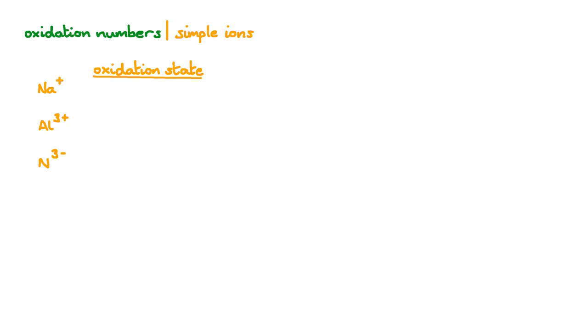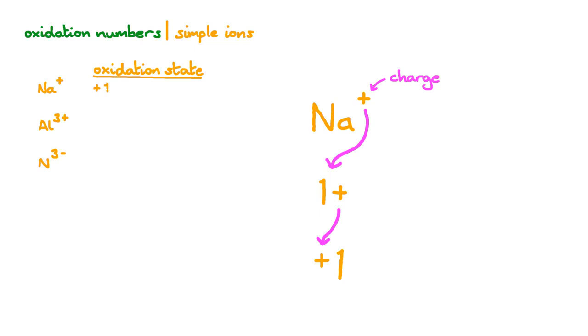The next easiest oxidation states to assign are those of simple ions. First, we examine the charge, identify the value, and then convert to the oxidation state by moving the sign to the opposite side. So a sodium ion has an oxidation state of +1, an aluminum ion has an oxidation state of +3, and a nitride ion has the oxidation state of -3.